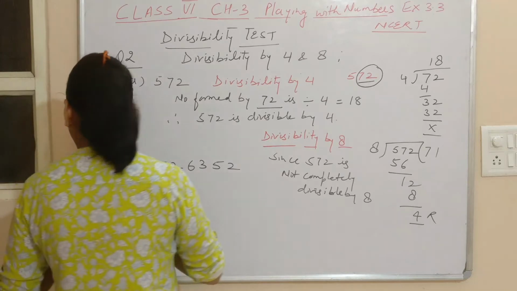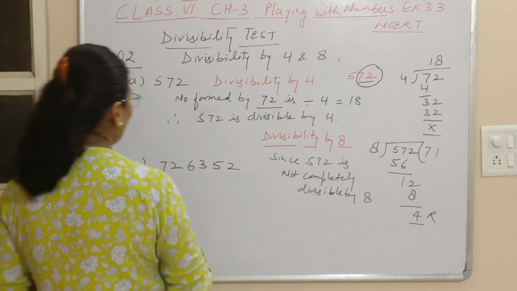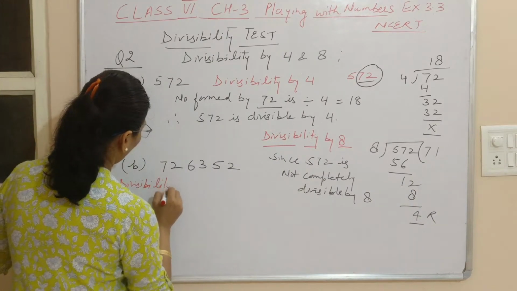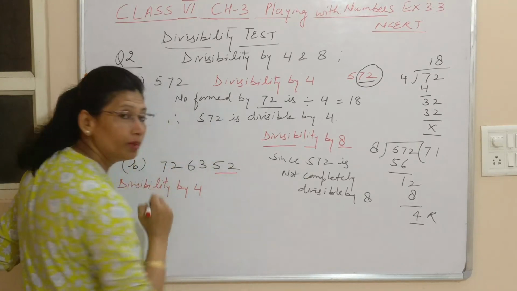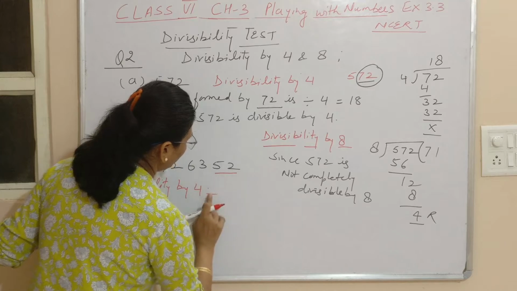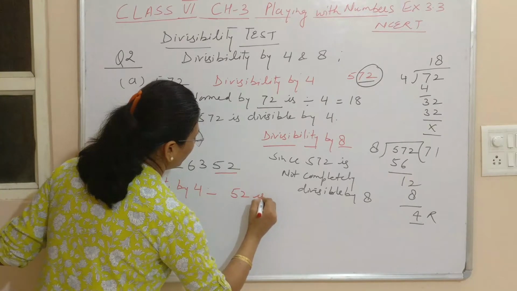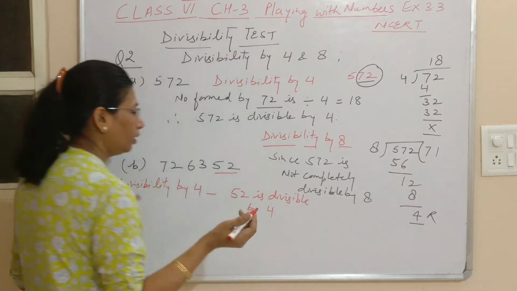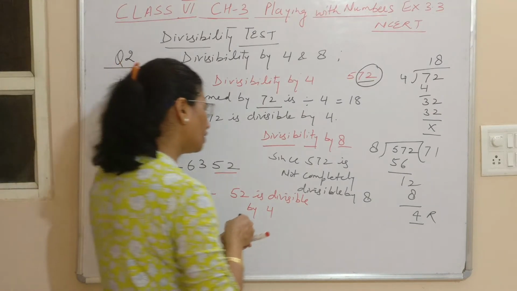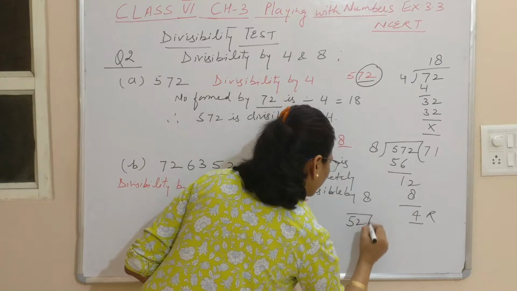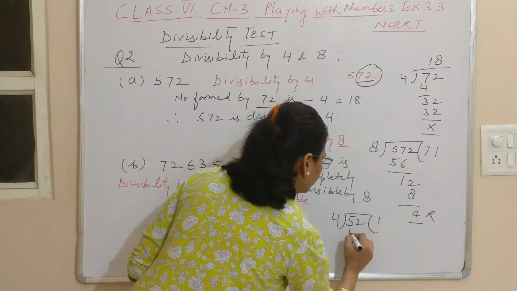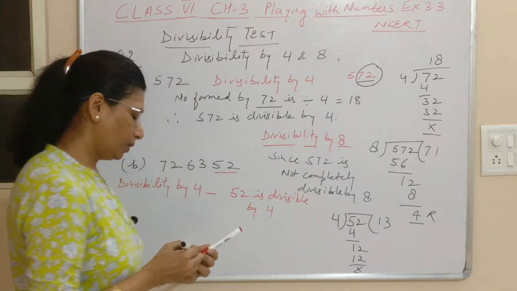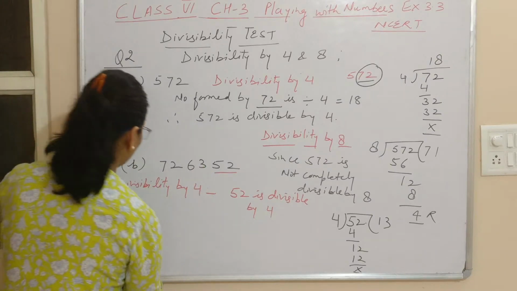Now when I'm checking the divisibility test for 4, in the same way I'll take the last 2-digit number. The number here is 52, which is divisible by 4. How? 13 fours are 52. If we are not sure, no problem, we can divide. So simple. Therefore this number is divisible, 52 is divisible.